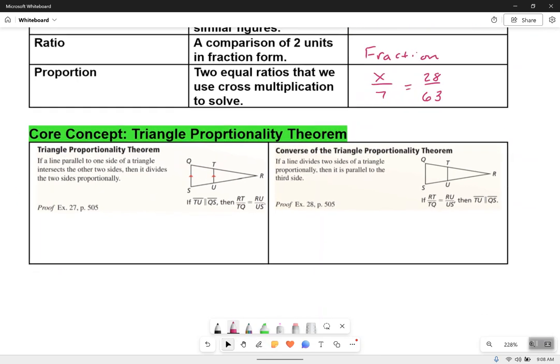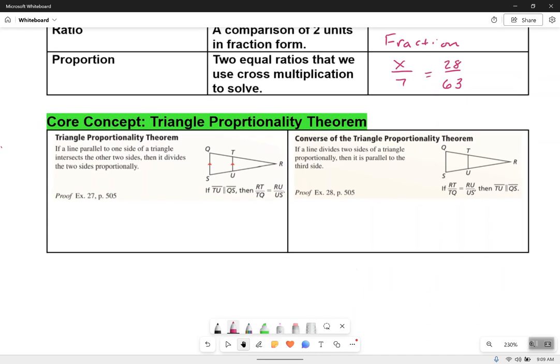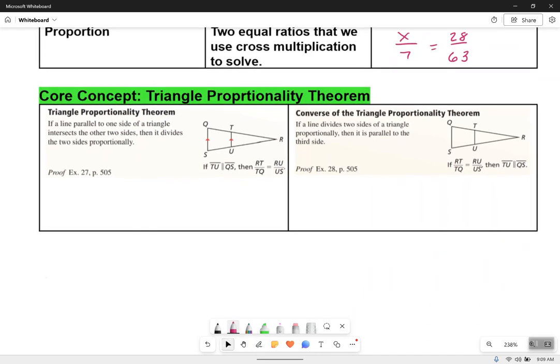Let's take a look at this first core concept here today. All right? First core concept is titled Triangle Proportionality Theorem. Let's see if we can't make sense of this. On the left, it says if a line parallel to one side of a triangle intersects the other two sides, then it divides the two sides proportionally. So for instance, right here, kids, you guys see lines TU and QS right here? They are what?